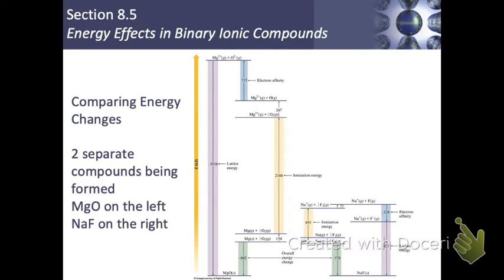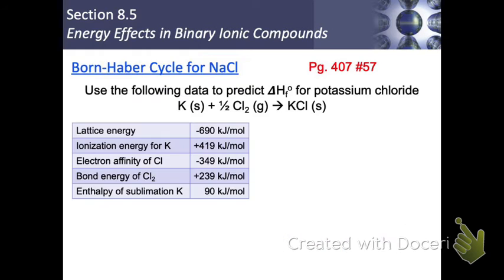Good. Let's go ahead and try one here. Use the following data to predict the heat of formation for potassium chloride. The original reaction is given, but we've got to walk through the steps, because we start with potassium solid and 1/2 of a Cl2. Our goal is to end up at KCl.